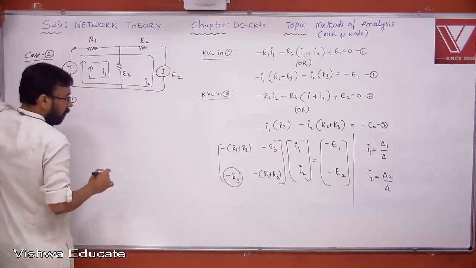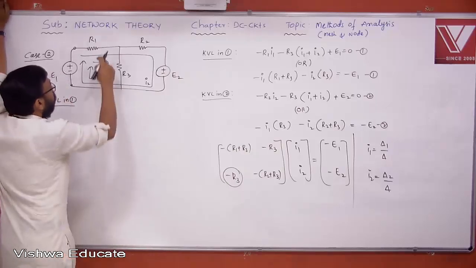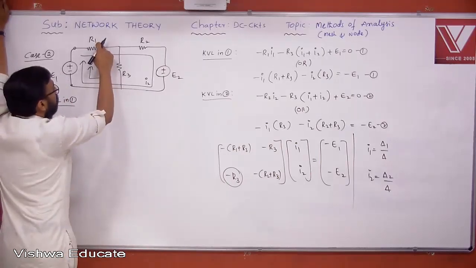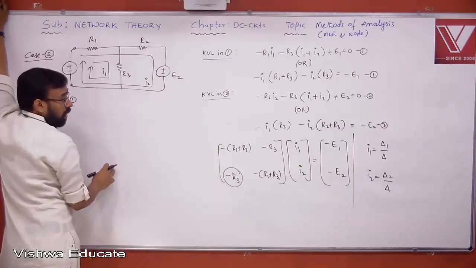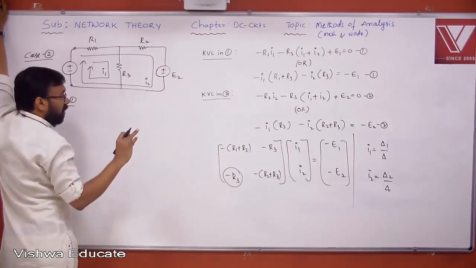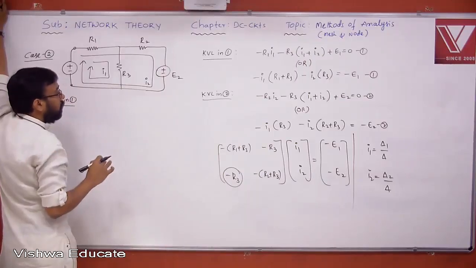Look at this. What is the current flowing through this element? And what is the current flowing through this element? It all depends on the representation of loop currents.